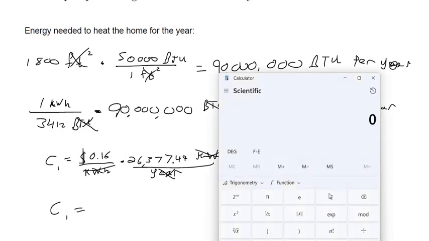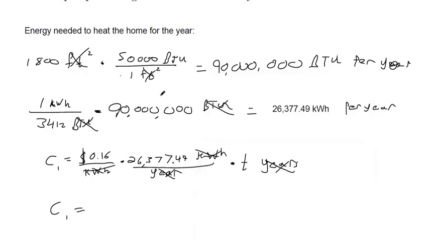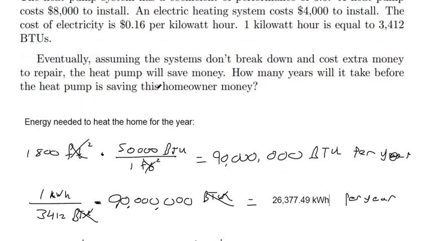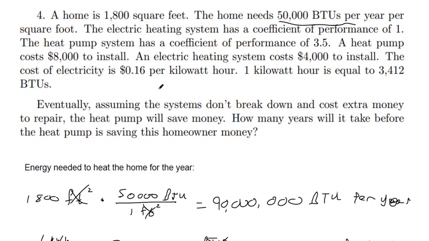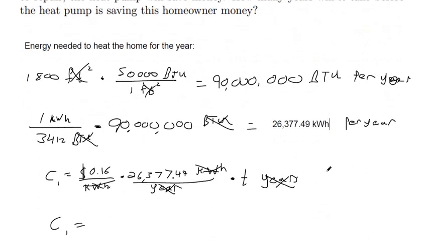That's the cost for this unit. Did they say anything about the startup cost, though? One second. Oh, it says the electric system costs $4,000 to install. So one extra thing I'm going to add over here is the $4,000, and I'm not going to multiply that by T because that's just a one-time thing. It costs $4,000 to install this thing.